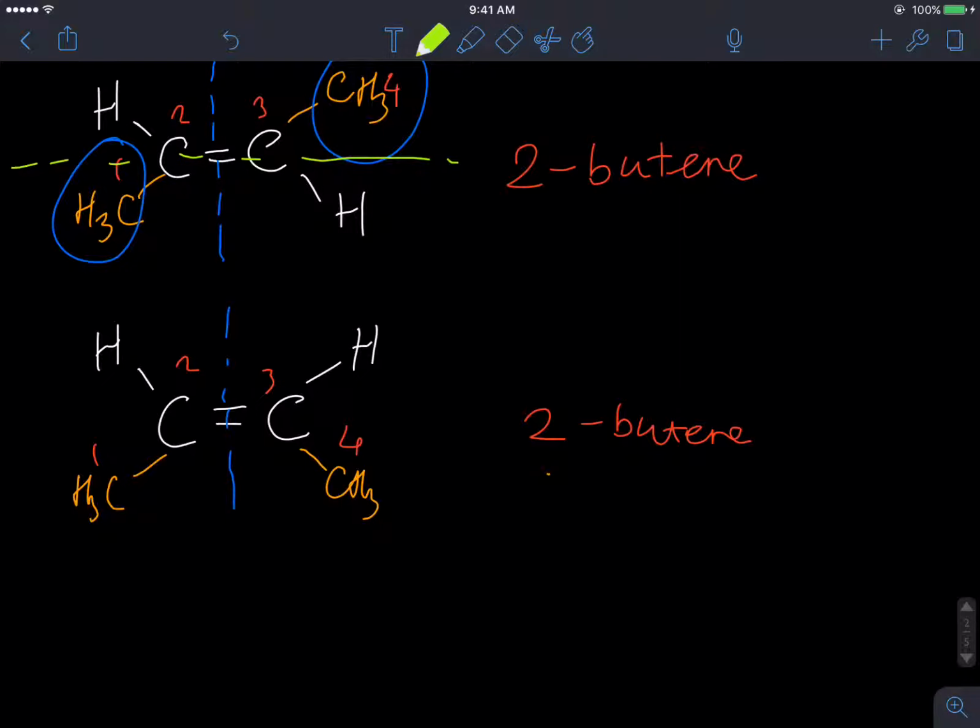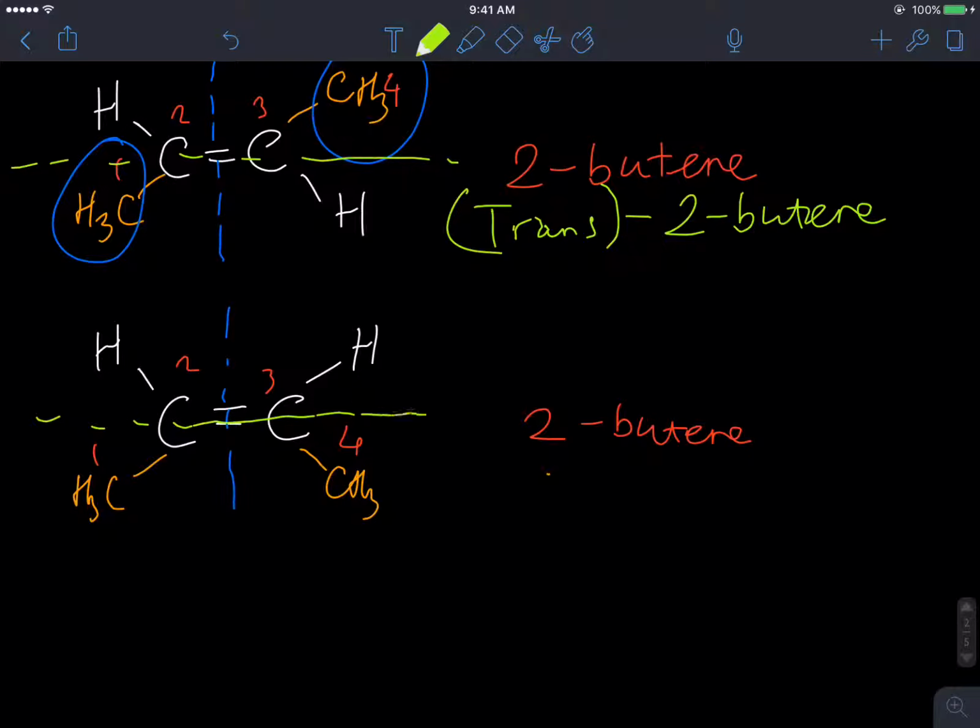See, they are at opposite sides, across from each other. So it's a cis. It's a trans, my bad. It should be trans, so we put it at the beginning: trans-2-butene. And how about this one?